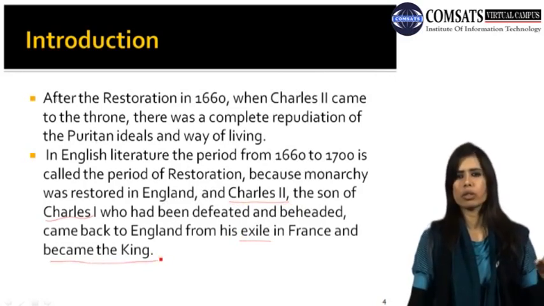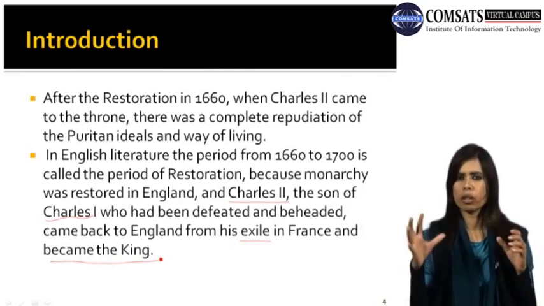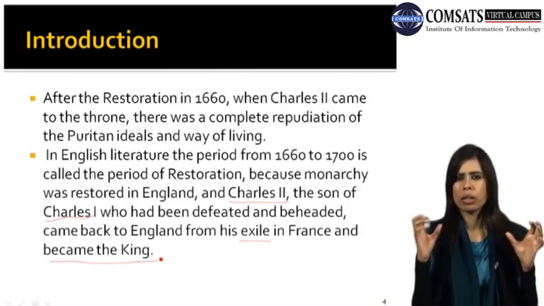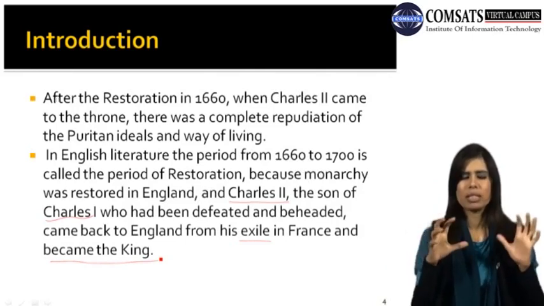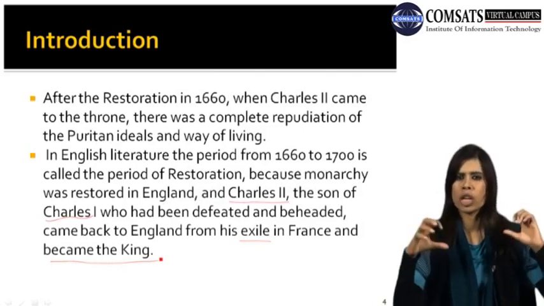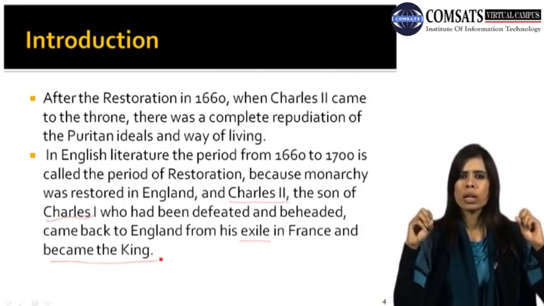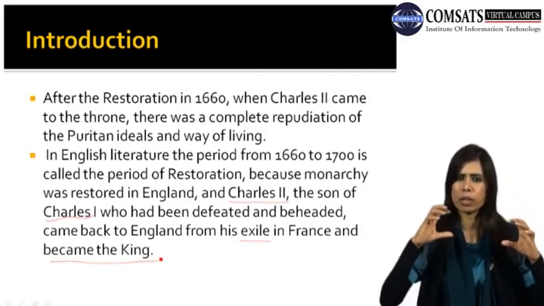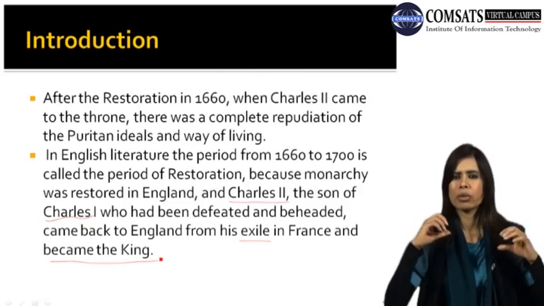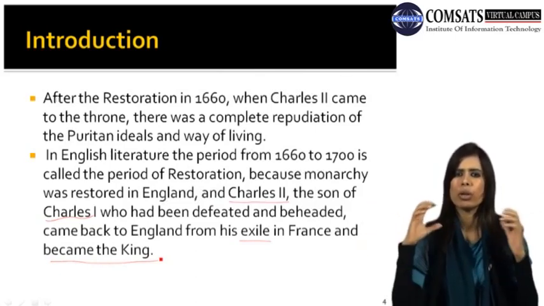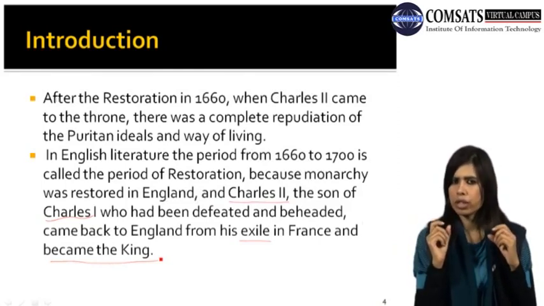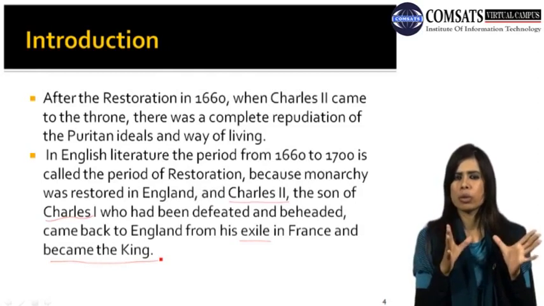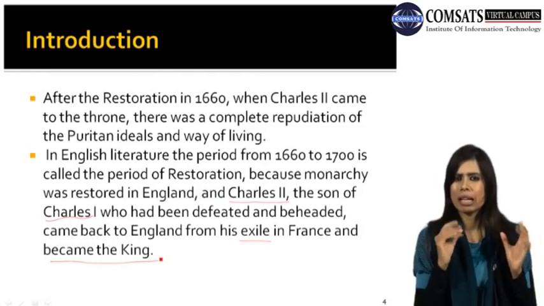So there was a complete restoration of monarchy in England at that time when Charles II came into power. These are the basic concepts you have to keep in mind: Charles I was thrown out to France, and then in 1660 his son came into power in England, and there was a complete restoration of monarchy. That is why this period is known as the Restoration period. Basically this is a restoration of monarchy in England.